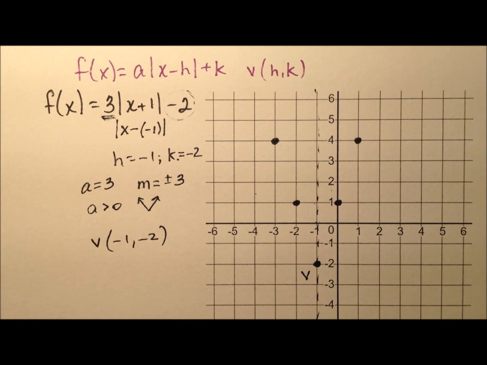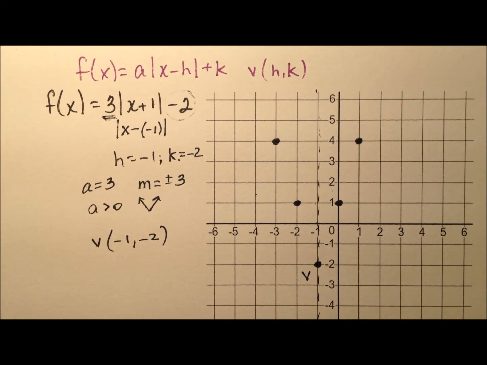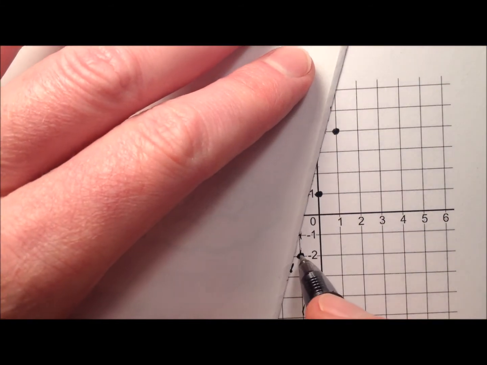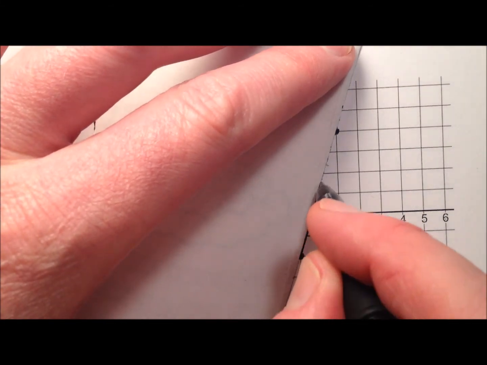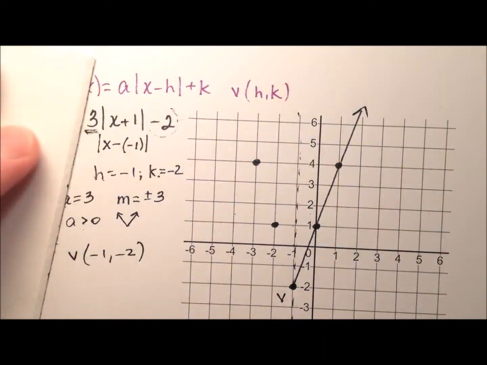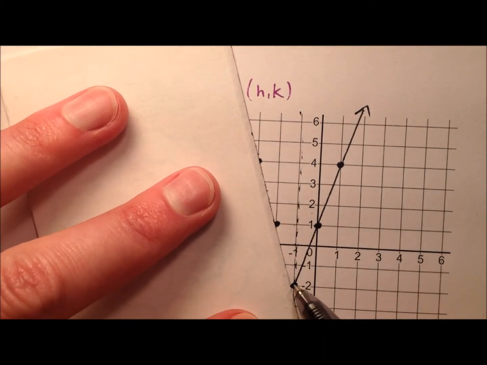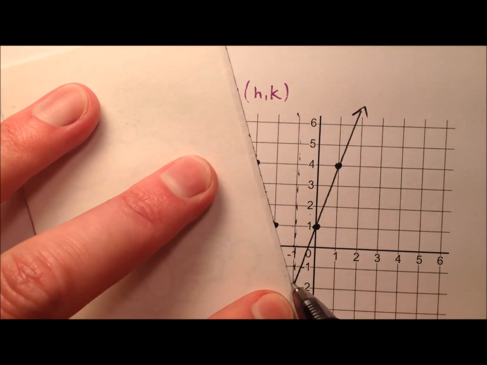And so here we have a few points, and you can see it's kind of made a V shape for us. So I'm going to grab a straight edge, and I'm going to go ahead and start at the vertex, and then go upwards this way. And I'll put an arrow on the end, indicating that that line continues forever. And I'll do it on this side as well.